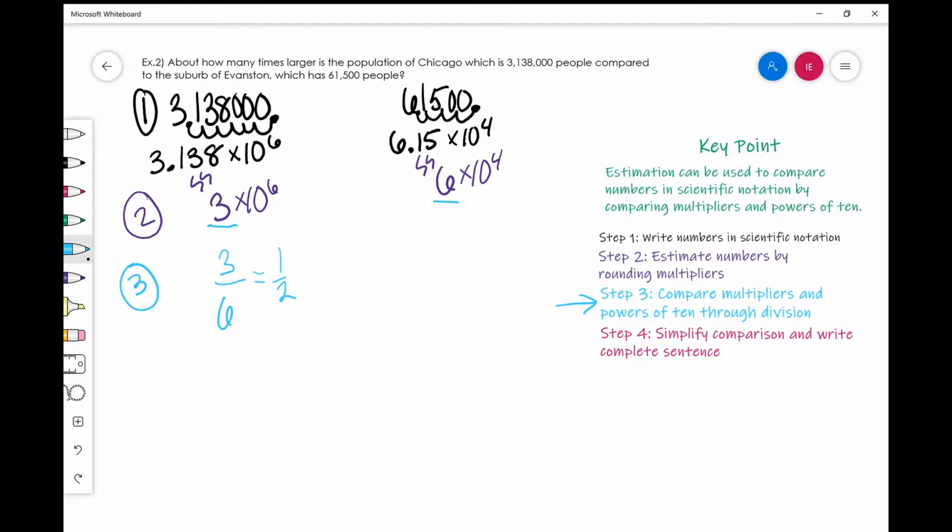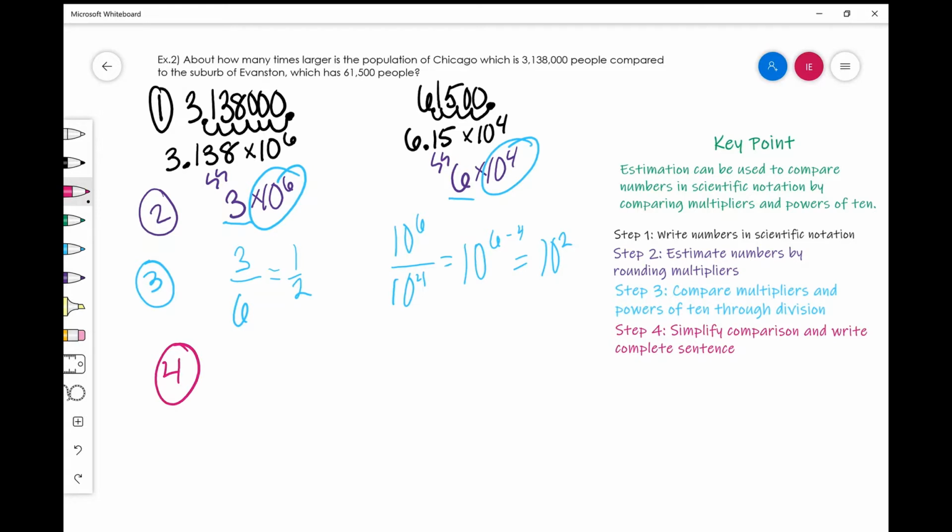For my powers of 10, I have 10 to the power of 6 divided by my second power of 10, which is 10 to the 4th. Again, using my exponent rules, I know that I'll have 10 to the 6 minus 4th power, which is the same as 10 squared. I've compared my multipliers and powers of 10. I can move to my final step, which is to simplify my comparison and write a complete sentence.